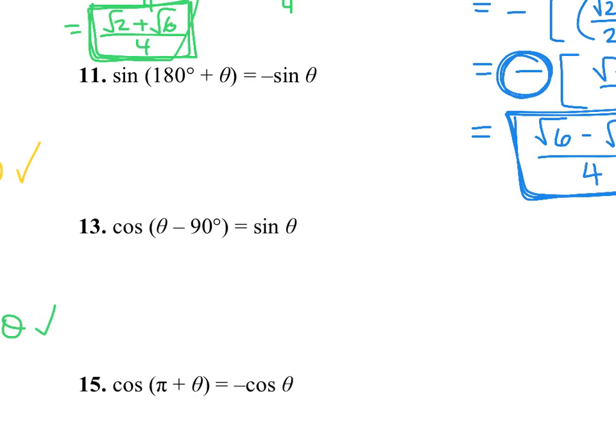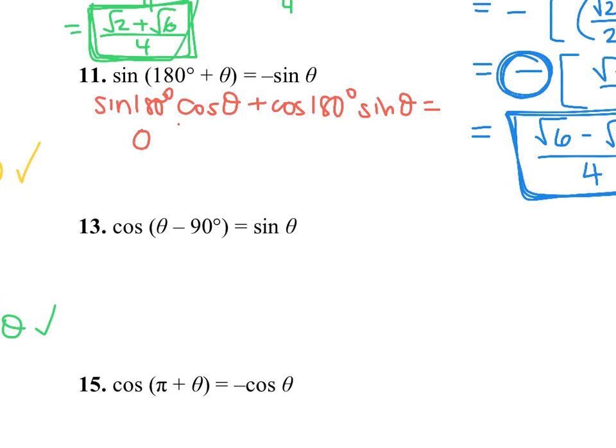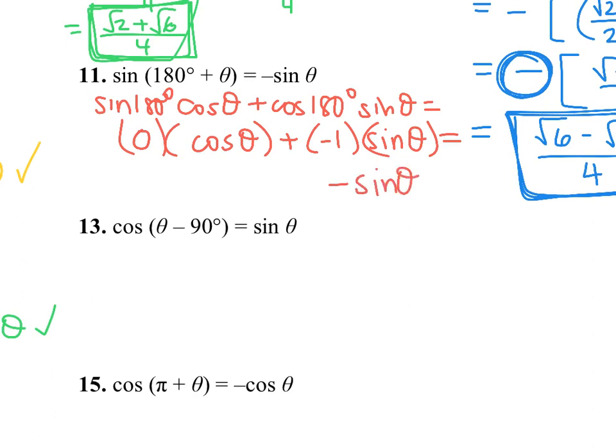All right, here are the answers for 11, 13, and 15. Number 11, I have sine of 180 degrees, cosine of theta, plus cosine of 180 degrees, sine of theta. Sine of 180 is 0, cosine of 180 is negative 1, and so that simplifies down to negative sine of theta, which is what we were hoping for.